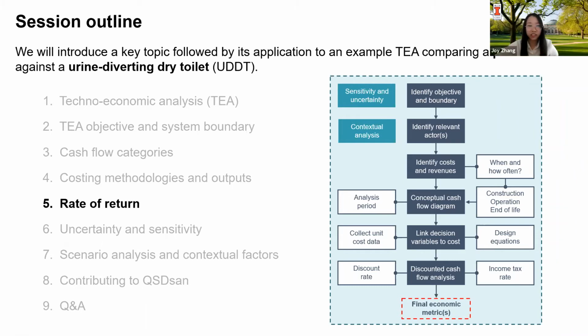Thanks, Tori, for showing us how to calculate the daily user fee or nutrient selling price needed to break even the cost. And now I'll introduce another TEA metric, which is rate of return.